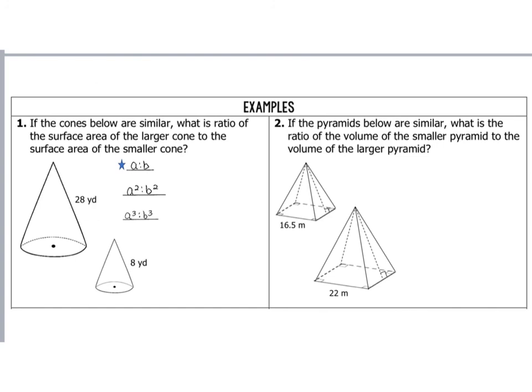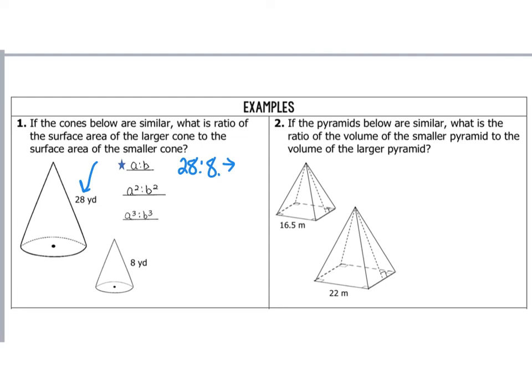Okay, our next couple of problems, we're going to do problem number 1. You got to read these questions carefully. The cones are similar. What is the ratio of the surface area of the larger cone to the surface area of the smaller cone? Well, this here is a side, so that's going to be 28 over 8, and we're going to write that here, 28 to 8. Then we're going to simplify that, math into enter, and we get that this goes to 7 to 2.